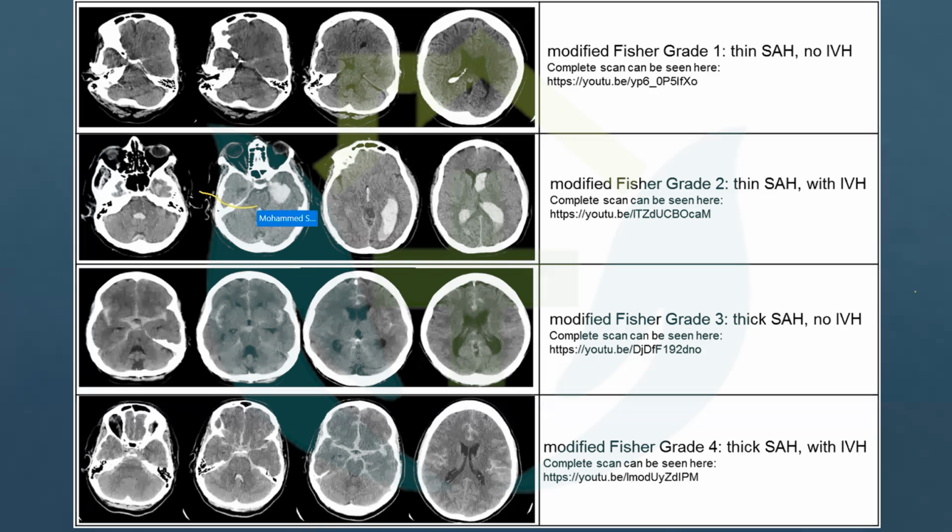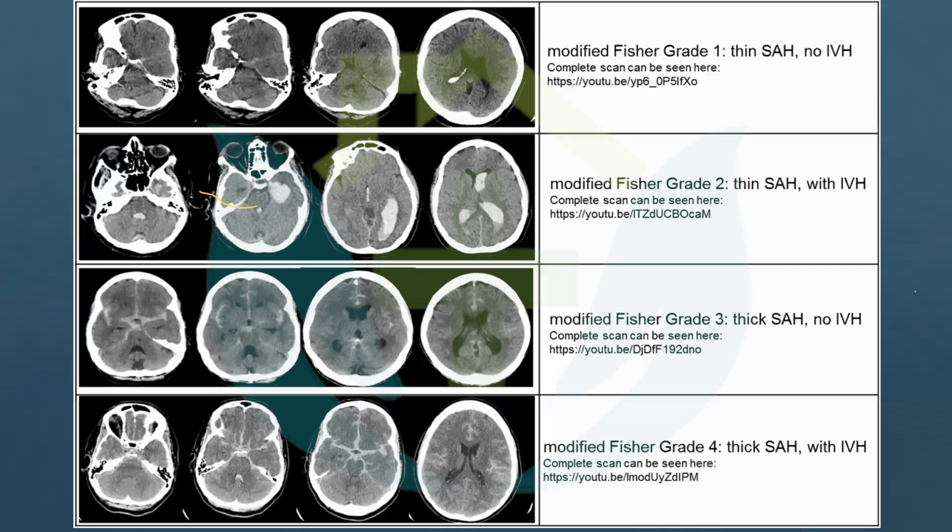So this patient is having a subarachnoid hemorrhage of thickness 12 mm by 4 mm size, but no intraventricular hemorrhage in the initial CT. So grade 3 on the modified Fisher grading. Okay, so it is more than 1 millimeter in size, so it's grade 3.